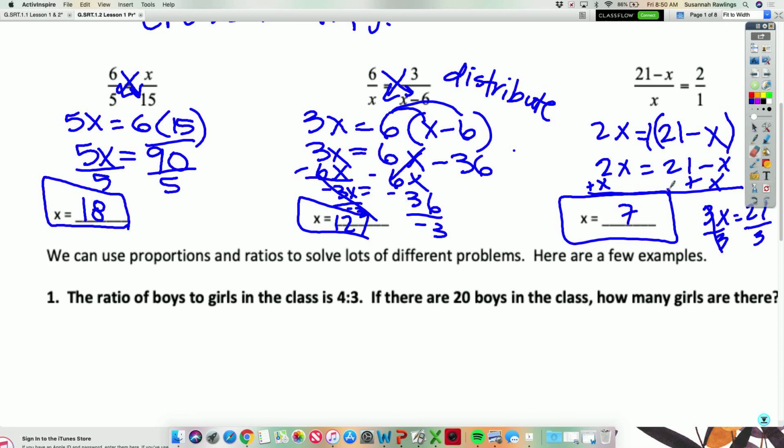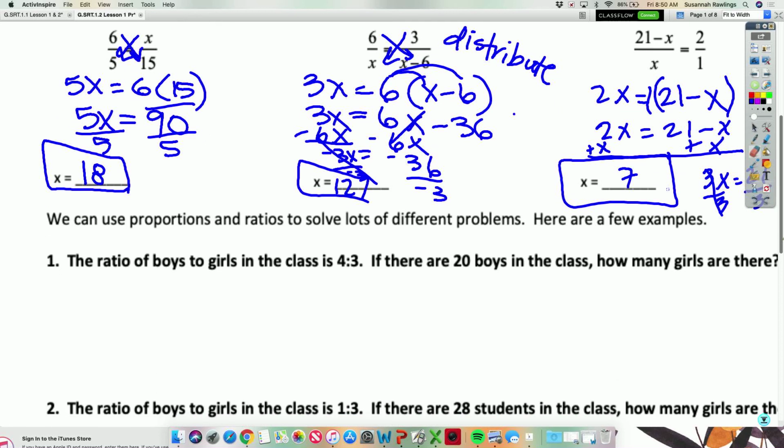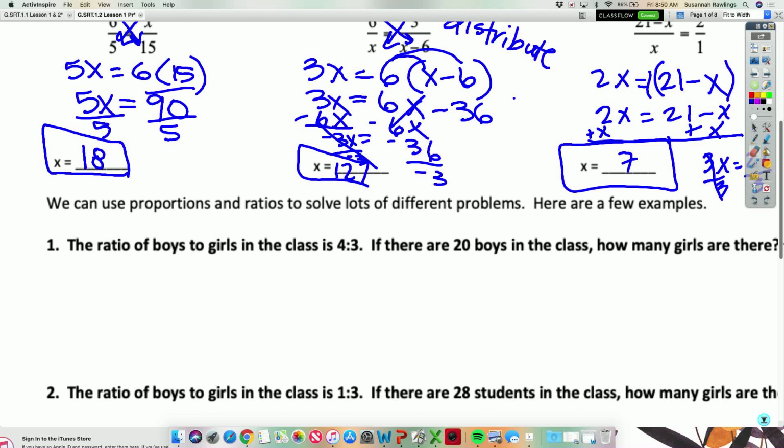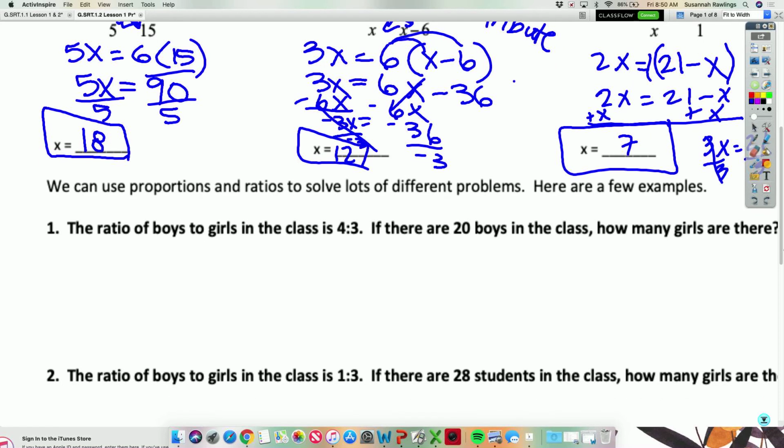Okay, moving on to some word problems. These are still really simple, but we have to set up our own proportions. They're not given to us. So the ratio of boys to girls in the class is 4 to 3. So the 4 represents which one? Boys or girls? Boys. Very good. If there are 20 boys in the class, how many girls are there? Remember, a ratio can be written with that colon, or it can be written in fraction form. For a proportion, we need it written in fraction form. So the 4 represents the boys, the 3 represents the girls.